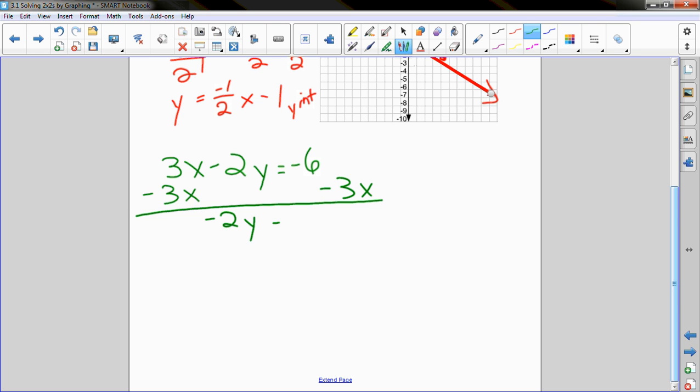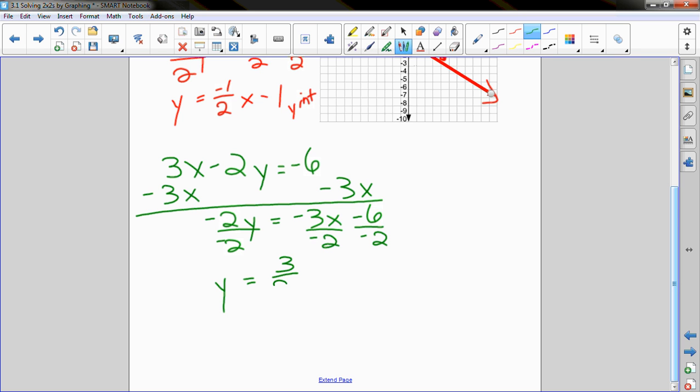You get negative 2y is equal to, make your x go first, negative 3x minus 6. Now what? Divide by negative 2. Good job. You're going to divide everything by negative 2. That's going to give me y equals, tell me what my x is. I got a negative 3 on top and I got a negative 2 on the bottom.